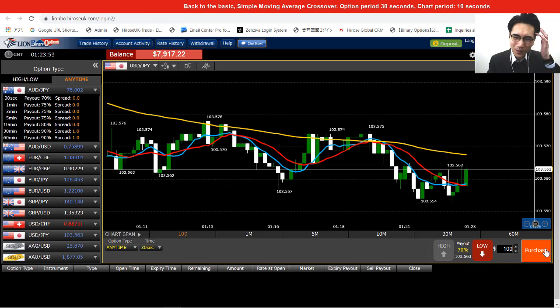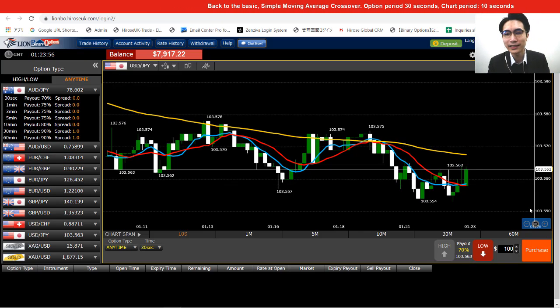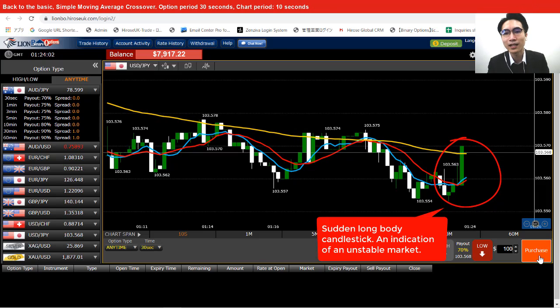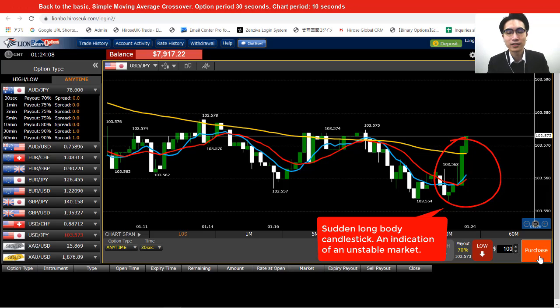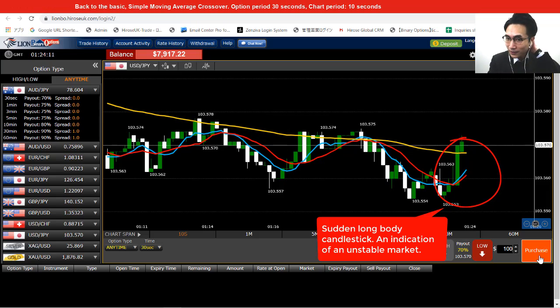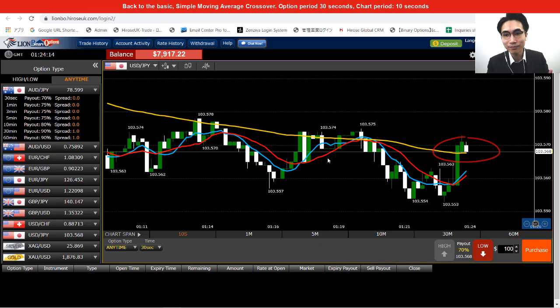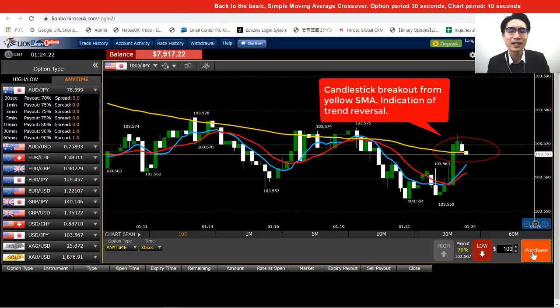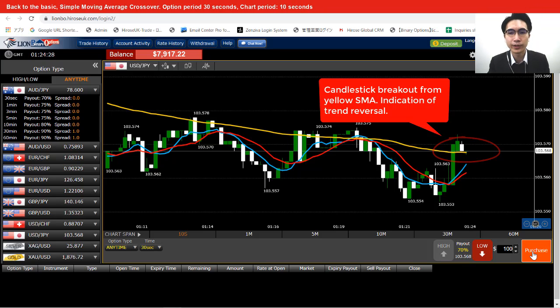Now you see the latest candlestick is actually really long, and I can tell that the market is really volatile and has a lot of sudden movement. Besides that, we see the candlestick is breaking through the yellow simple moving average, which is an indication of a possible trend reversal.